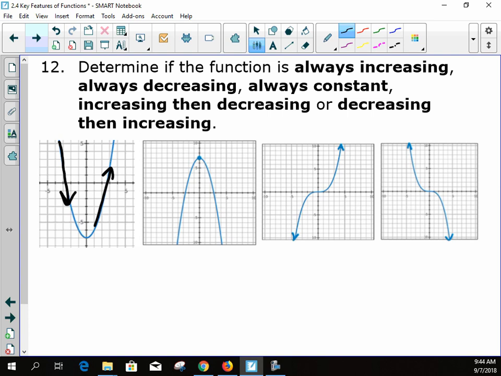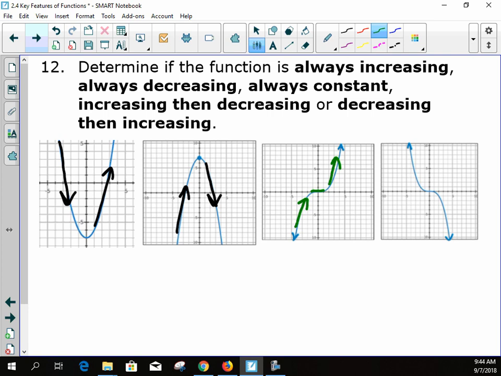Let's look at this parabola. What's it doing? Increasing, and then decreasing. You always read these from left to right. This one is my favorite. What's this one doing? Increasing, and then what does it do? It increases. This one is always increasing.